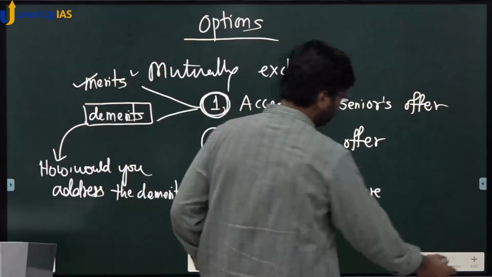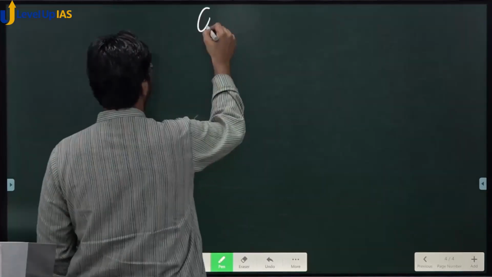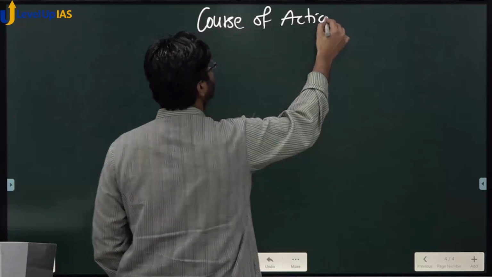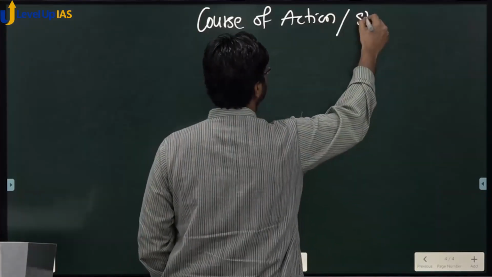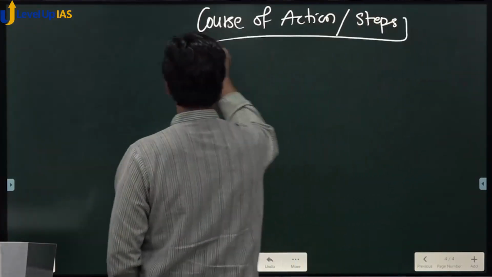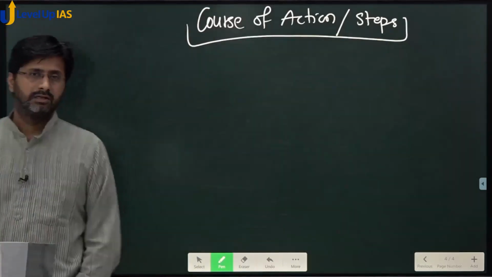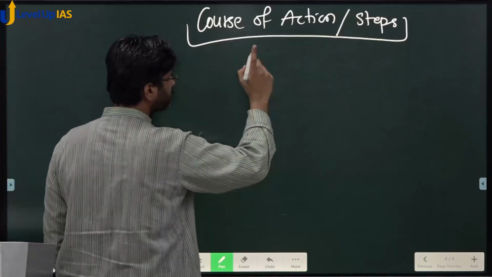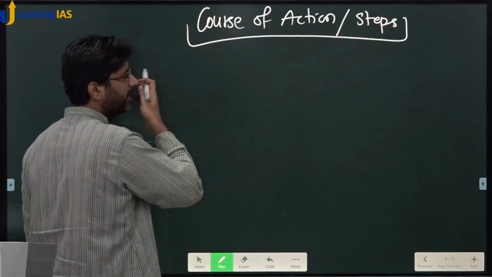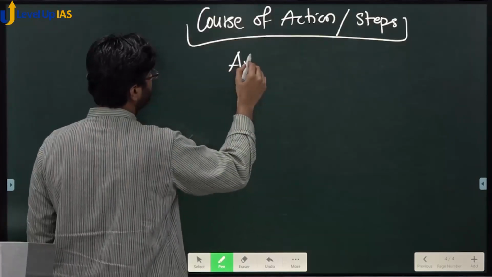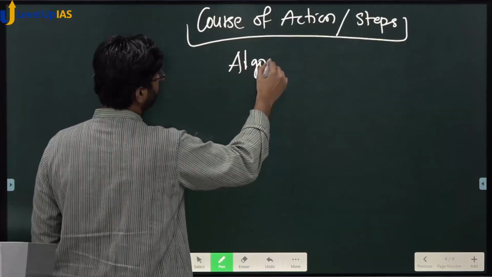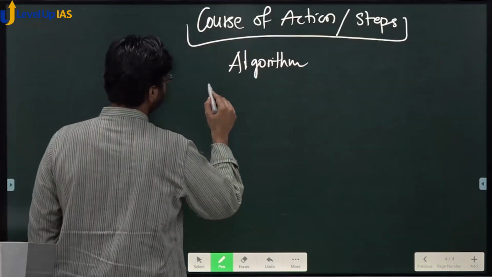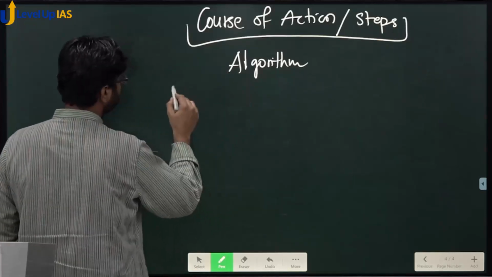Now the second type that generally comes is course of action, or steps. There are many terms used, but like this, steps. Here it is not mutually exclusive, obviously. So whenever there is a course of action, at least in your mind, you have to imagine an algorithm. Meaning, what would you do? Step number 1.